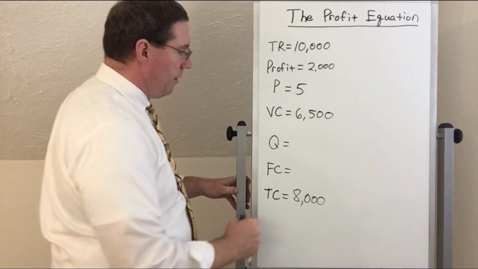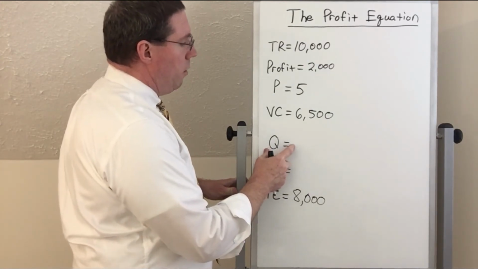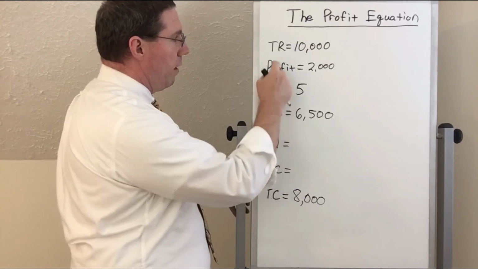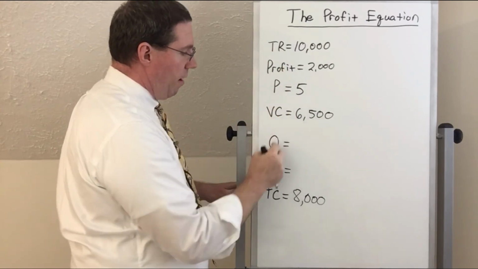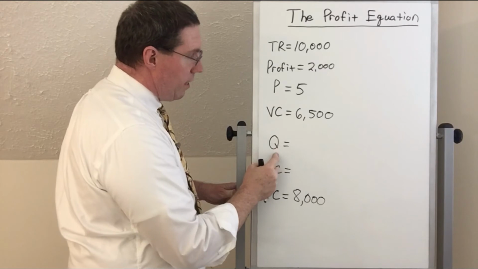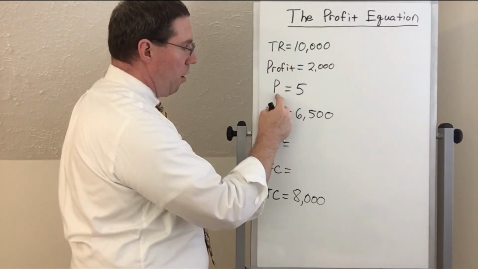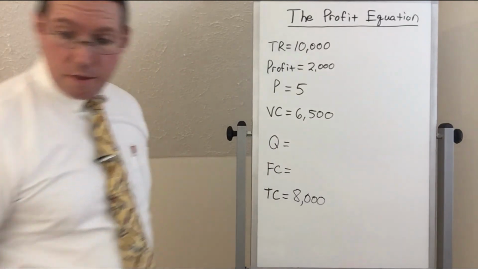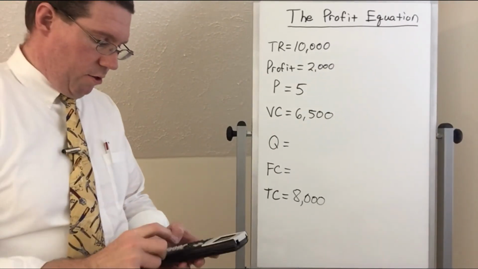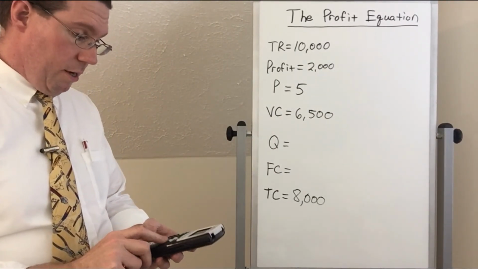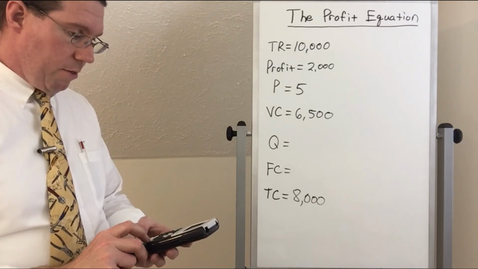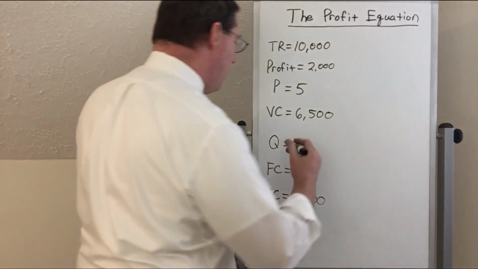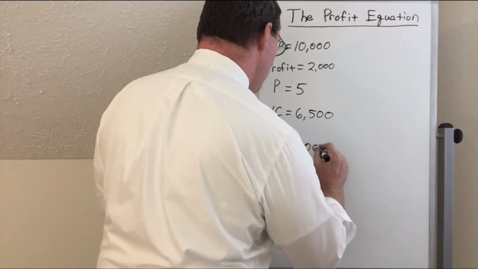Now we want to identify, let's say we go for quantity, okay? We know that quantity is related to total revenue and price. We know that total revenue is equal to price times quantity, which means that quantity is equal to total revenue divided by price. So we're going to do 10,000 divided by 5, which is 2,000, but you may need a calculator anyways. And so we know the quantity produced is going to be 2,000 units.